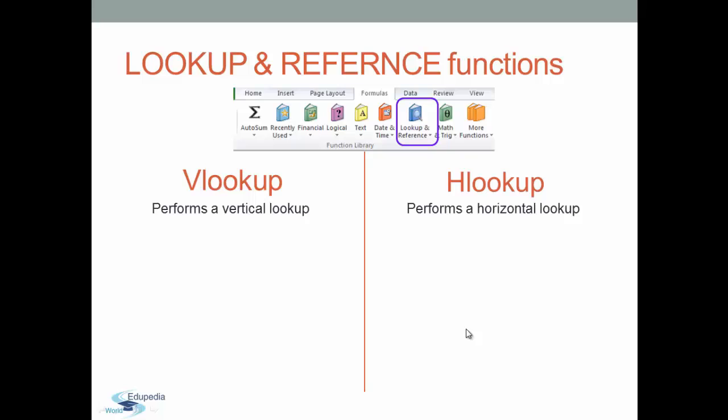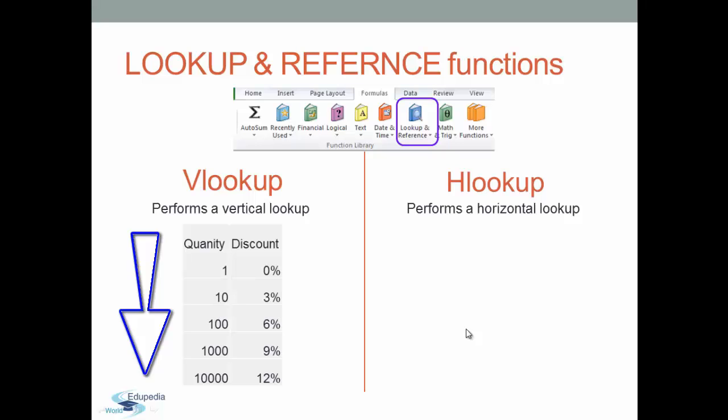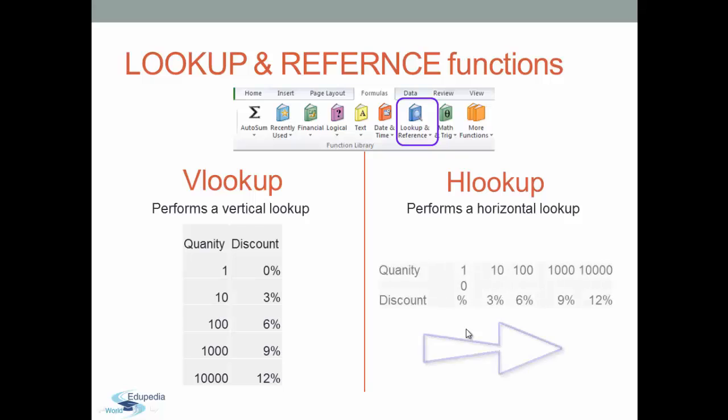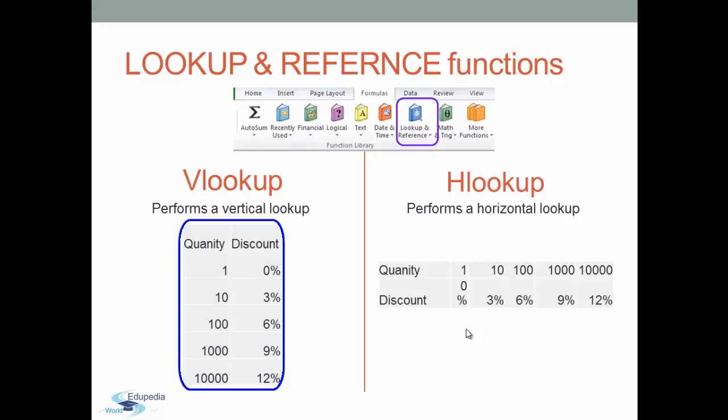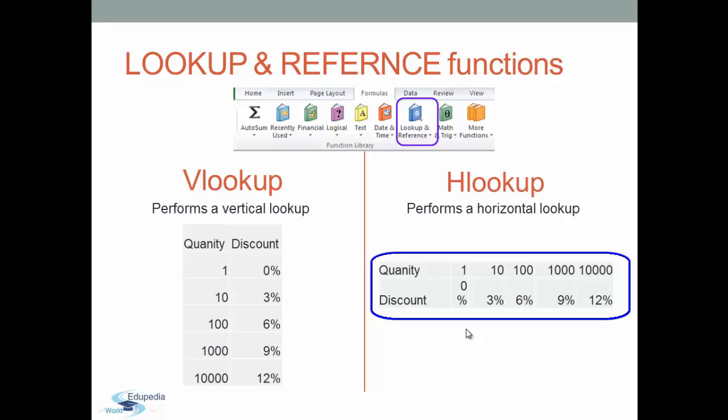VLOOKUP allows you to search a table that is set up vertically. VLOOKUP performs a vertical lookup, while HLOOKUP allows you to search horizontally. You could structure a table vertically like the one we see here at the left, or you could structure it horizontally the way we see the data here at the right.